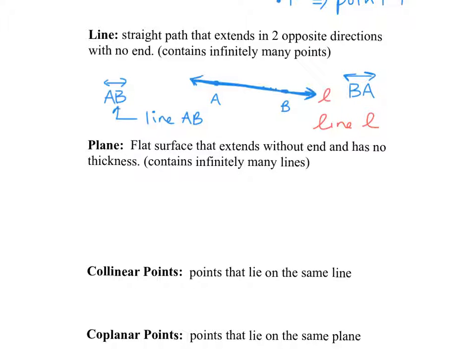Or you could take like the wall. If that wall just kept going straight up, straight down, all the way to the left and the right as far as you could see, that kind of represents a plane. There is a plane there, okay? It has an infinite number of lines through it. Here is how we represent a plane.